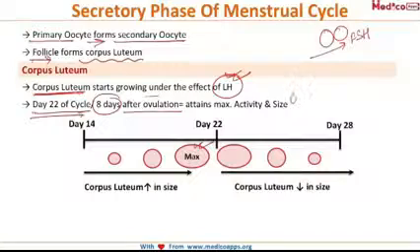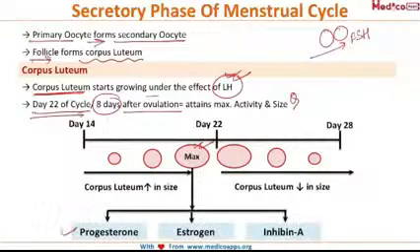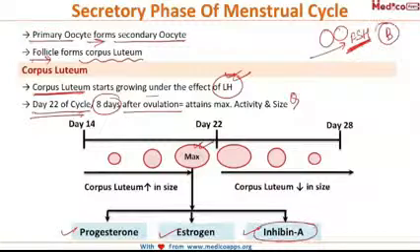And this is again a very important question. The corpus luteum attains its maximum activity and maximum size at day 22 of the cycle, or you can say in other words, day 8 after ovulation. And all this while the corpus luteum secretes progesterone, estrogen and inhibin A. You see here the follicles were producing inhibin B, and this corpus luteum produces inhibin A. And after day 22, the corpus luteum starts degenerating, starts decreasing in size.